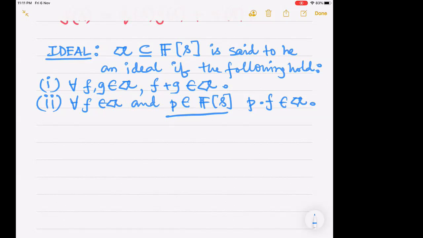So it's almost like a vector space sort of a structure, that it's closed under addition of elements within the set A, but it's also closed under multiplication from things outside. You take anything from the ring and multiply it to something in A, it's going to be in A. Then it's going to be called an ideal, right? So we can look at examples of ideals.